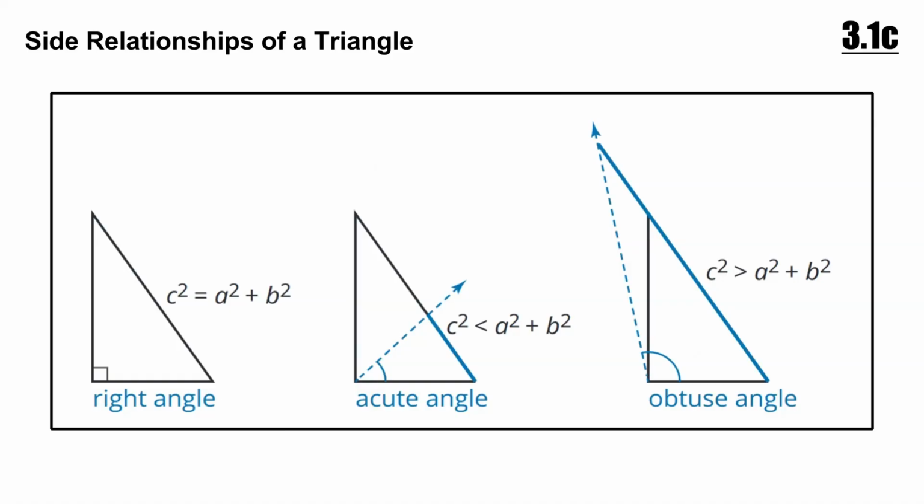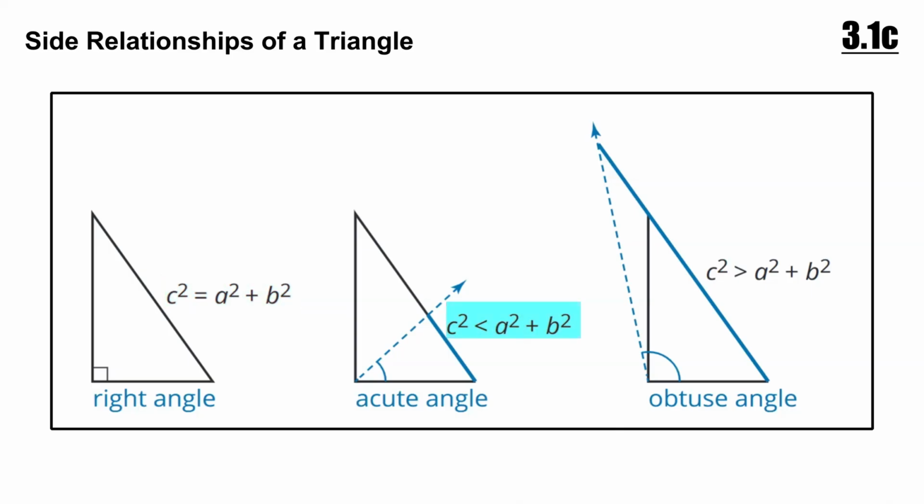The side relationships of a triangle determine the type of angles in a triangle. The type of angles in a triangle determine the classification of the triangle. If the sum of the square of the two shorter sides is equal to the square of the longest side, then the triangle will be a right triangle.